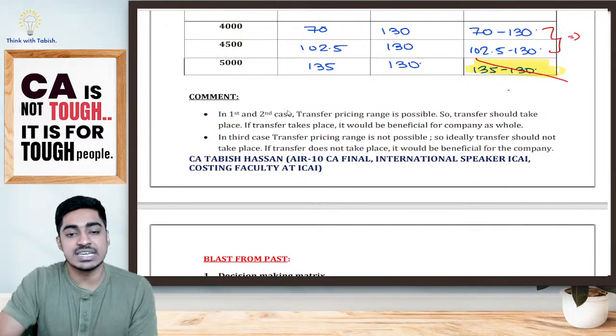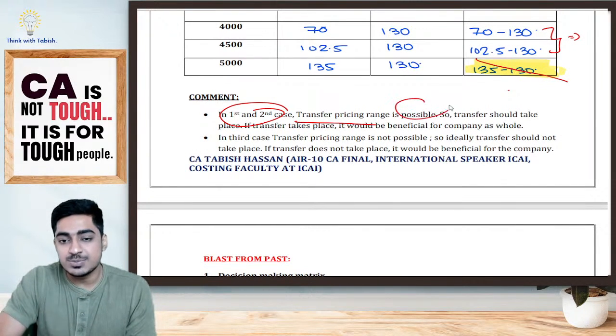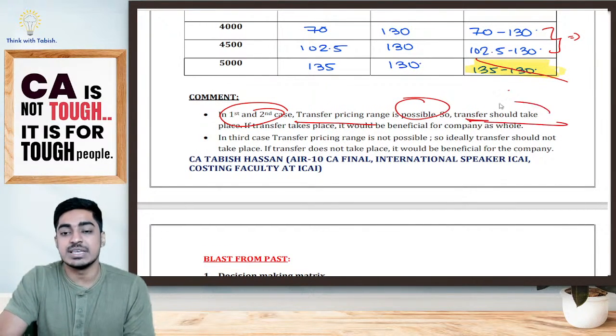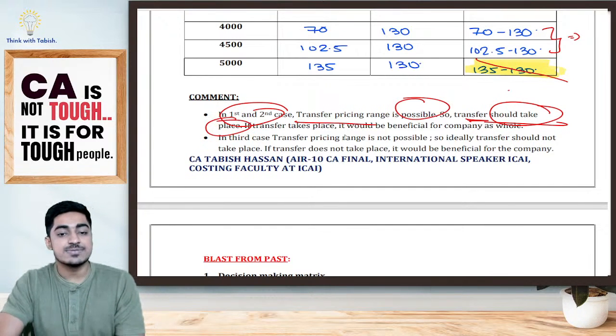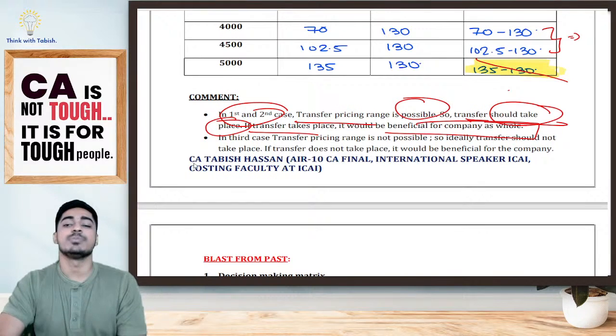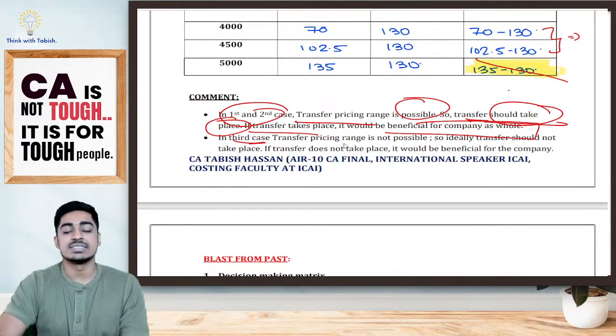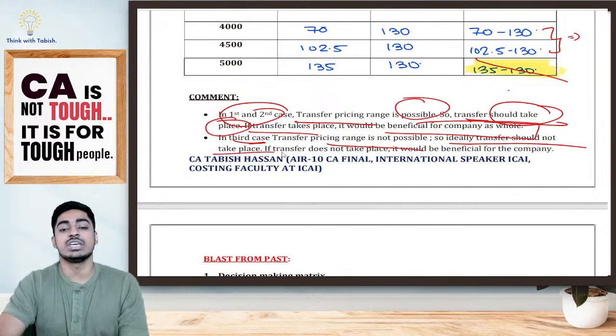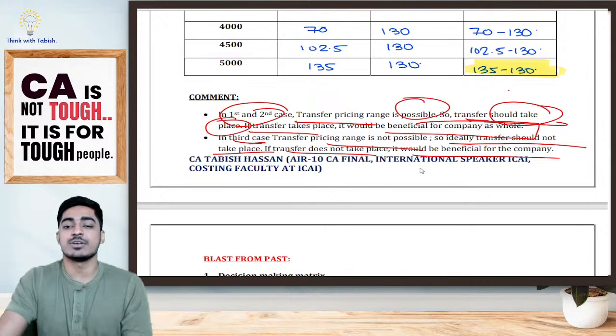So in the first and second case, transfer pricing range is possible. So transfer should take place. Ideally for the company, transfer should take place. If transfer takes place, it will be beneficial for the company. But in the third case, transfer pricing range is not possible. So ideally, transfer should not take place. If transfer does not take place, it would be beneficial for the company. Yes or no? Look at it from the perspective of the company.